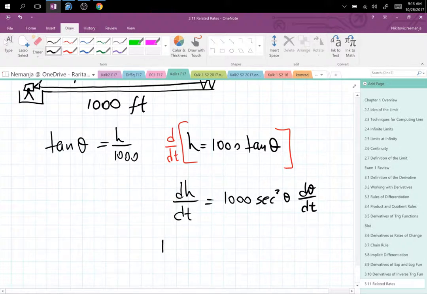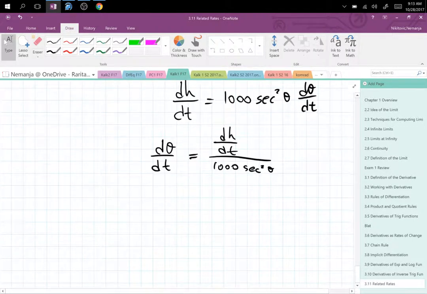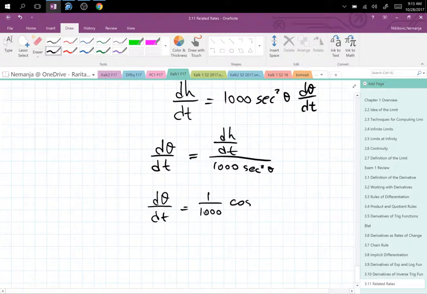The d theta dt, which is what you're looking for, is going to be dh dt divided by 1,000 secant squared theta. Now, secant squared in the denominator is a cosine squared in the numerator. So d theta dt is equal to 1 over 1,000 cosine squared theta dh dt. And there you go.